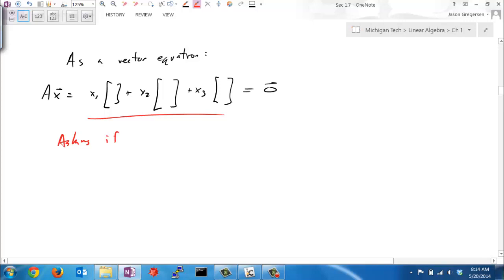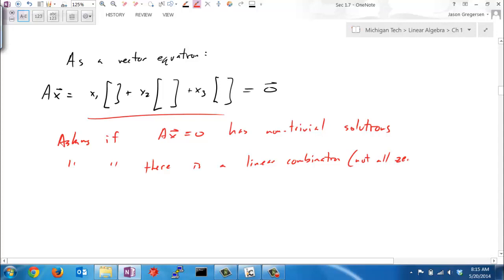asking if Ax equals 0 has non-trivial solutions is really the same thing as asking, is there a linear combination, where the x1, x2, x3 are not all 0, that's going to get me to 0? It's the same thing as asking if there is a linear combination, not all zeros, or I can take a linear combination of those vectors to get to 0. I mean, clearly we can see that x1 equals 0, x2 equals 0, x3 equals 0 will work here. The question is, are there non-zero ones?